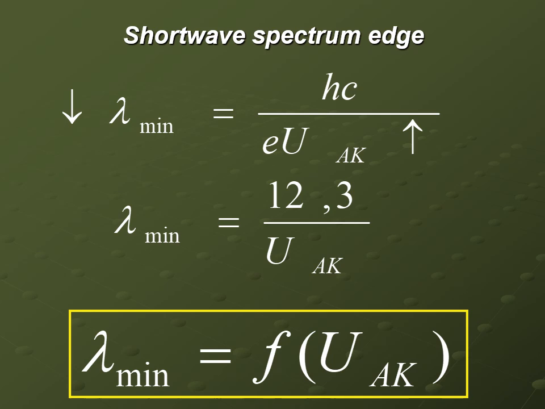We can write down this formula for the shortwave boundary of the spectrum. The minimum lambda is equal to 12.3 divided by the voltage between the anode and the cathode. In this case, we will receive the shortwave boundary of the spectrum in angstroms, that is, 10 to the minus 10th power of a meter. In this case, we substitute the voltage in kilovolts. Based on this, we can conclude that the shortwave boundary of the spectrum depends only on the voltage between the anode and the cathode. The wavelength of the X-ray radiation will be determined only by the voltage.